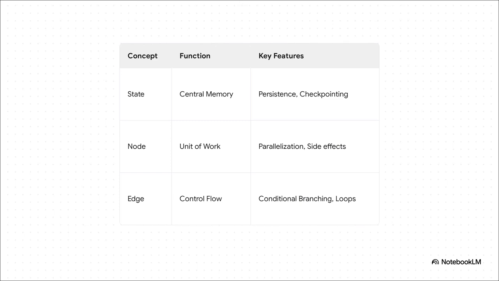So when you put it all together, the whole picture becomes super clear, right? You've got state, which is the shared memory. You've got nodes, which do all the work. And you've got edges, which handle all the logic. With just these three building blocks, you can start to construct some incredibly complex and really intelligent agent behaviors.